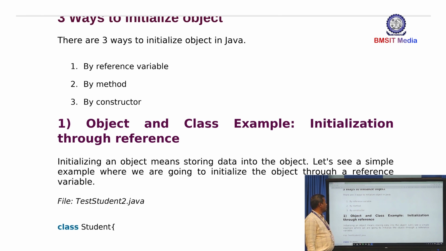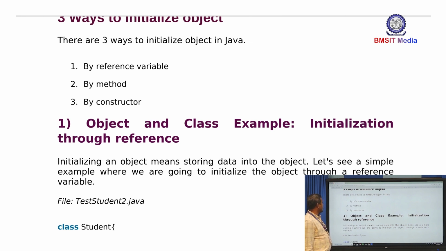The first way of initialization is by reference variable. The second type of initialization is by methods. The third type of initialization is by constructors. So there are three different ways of initialization: either we can use a reference variable, or a method, or the constructor to initialize.